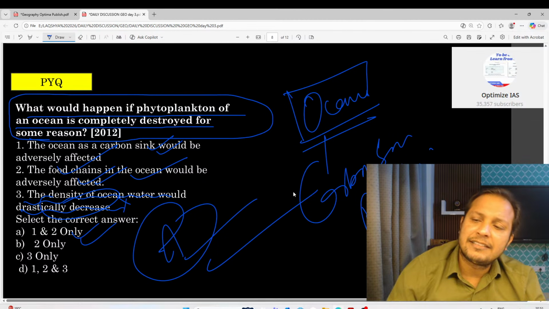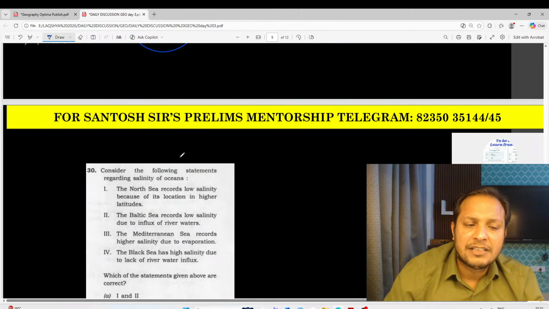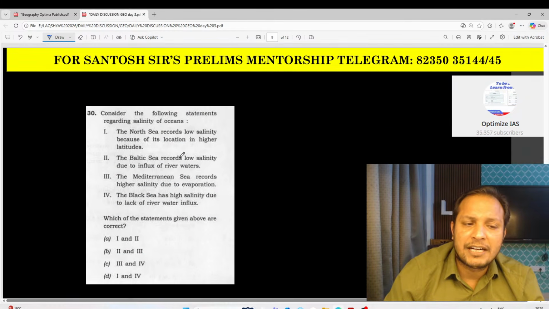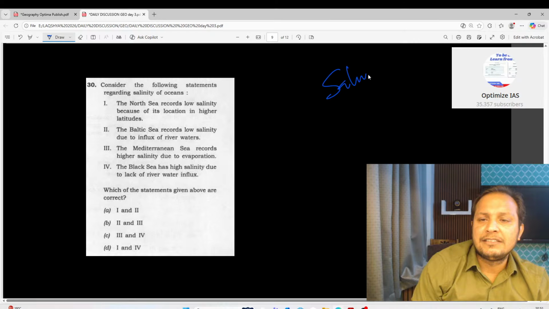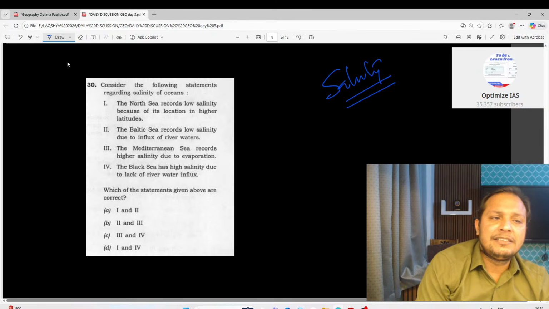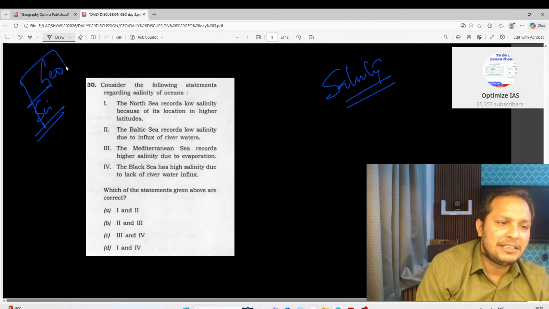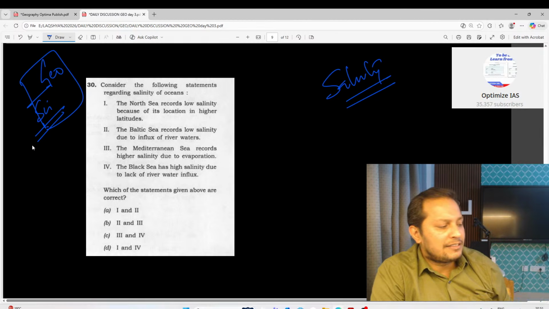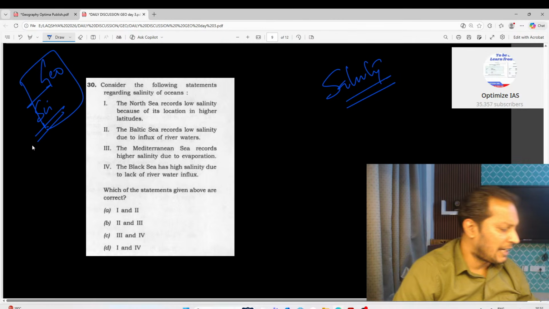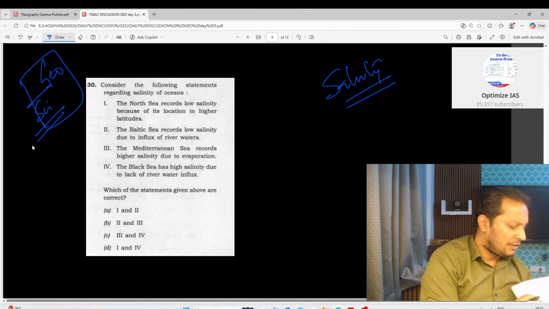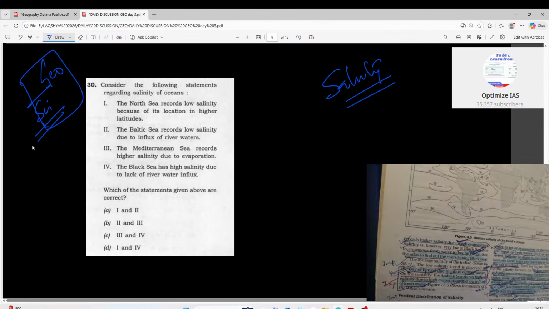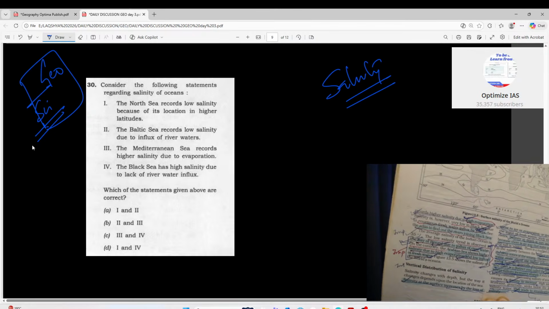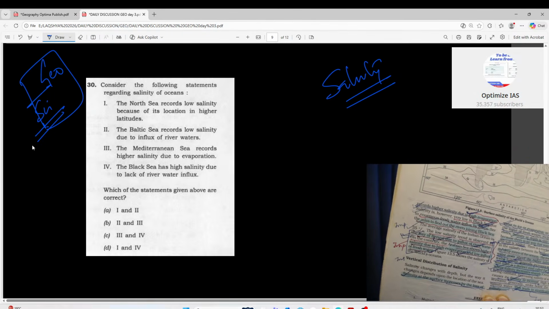Like this, guys, multiple questions have been coming. Let us see this question on salinity, from the geoscientist examination. Let me see how many of you are able to answer. This is given in the NCERT, directly taken from the NCERT book. If you have read the NCERT, you can see it here.